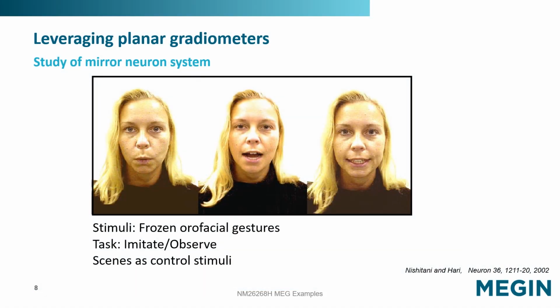Viewing another person's actions automatically activates brain areas belonging to the mirror neuron system, assumed to link action execution and observation. In this MEG study, the subjects were shown frozen orofacial gestures. Their task was either to observe the picture passively or to imitate the gesture in the picture. Landscape scenes were displayed as neutral control stimuli. Evoked responses in each category were averaged and analyzed.